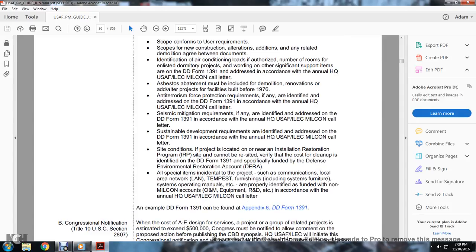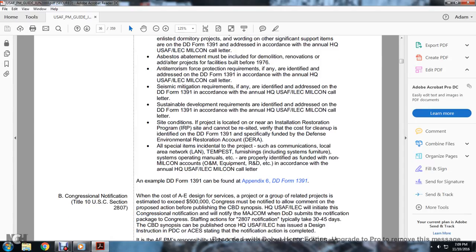All the special items incident to the project, such as communication with the local area network, Tempest, furnishings including system furniture, and system operation manuals, are properly identified with funding from the non-military construction accounts, such as Operation and Maintenance, Equipment, and Research and Development, in accordance with the annual headquarters U.S. Air Force Engineering Corps Military Construction call letter.